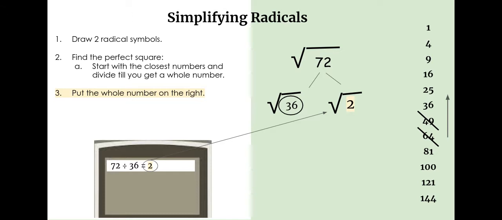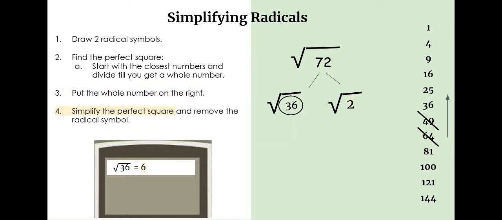Next thing we're going to do is we're going to take that number on the left, our perfect square, which we circled, and we're going to simplify it by putting it in our calculator. So we put in our calculator radical 36, and we get 6. So we're going to write that in our final answer. And on our right-hand side, we're going to take our radical 2, and we're going to also bring that down.